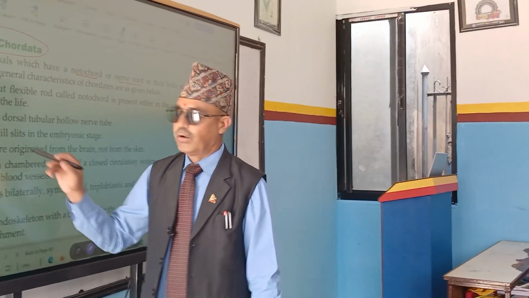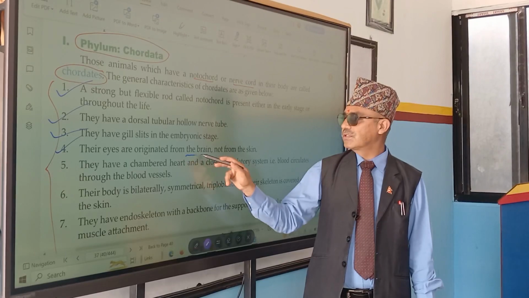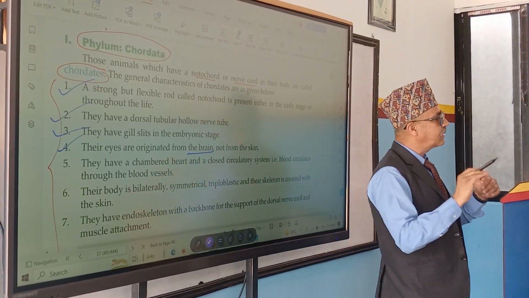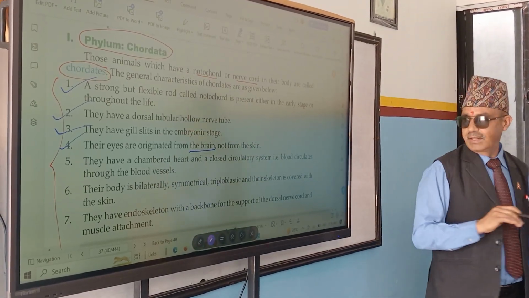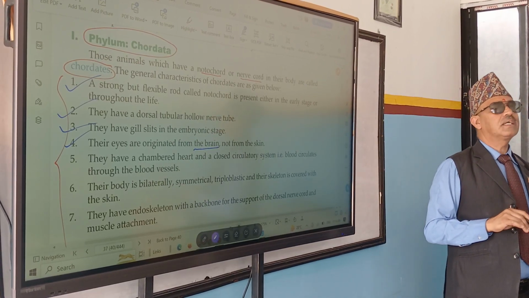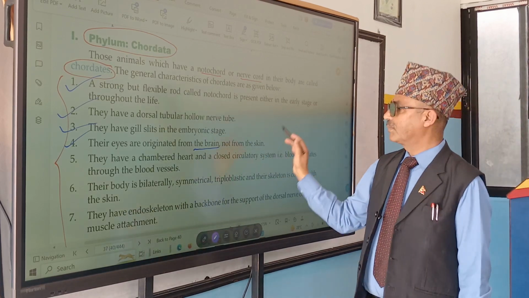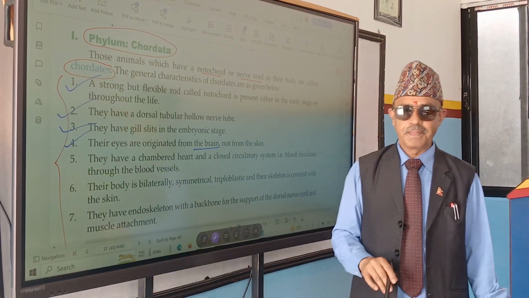What is number 4? Eyes originate from the brain. There is a direct connection of eyes with the brain. But in lower organisms, eyes are connected with the skin. Number 5, what is given there?